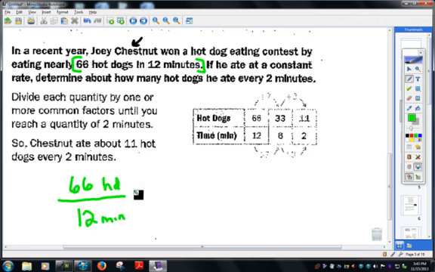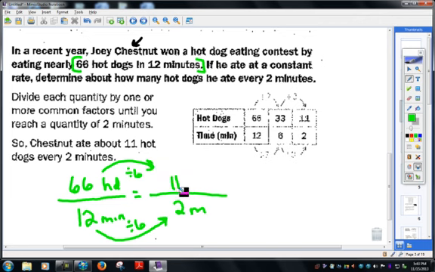That's my ratio. Okay? Now, in 2 minutes, how you guys would do it is you would just look at it and say, okay, what am I doing to go from 12 to 2? Well, I'm dividing by 6. What do I got to do up here? Well, I got to do 66 divided by 6 and get 11 hot dogs. Okay, that's the way we would have done it.